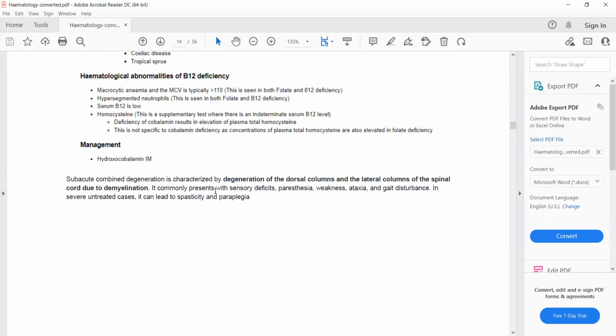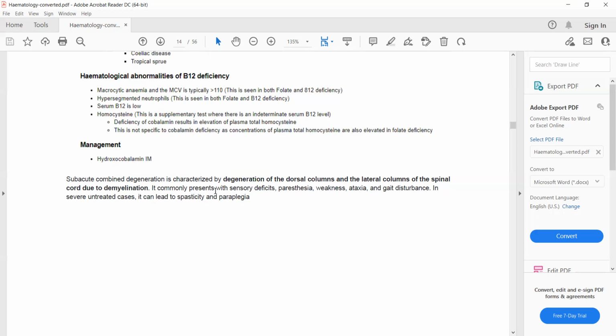Management of vitamin B12 deficiency in pernicious anemia, in total gastrectomy, and in ileal disease will be IM hydroxycobalamin, because there's a problem with the absorption of vitamin B12. So oral hydroxycobalamin is not going to be effective. So IM hydroxycobalamin will be used in the management of vitamin B12 deficiency. Subacute combined degeneration.